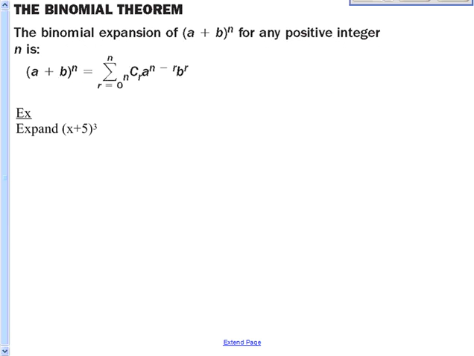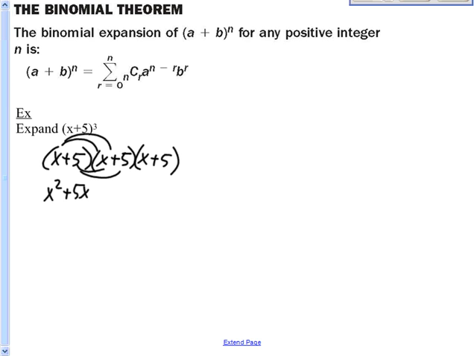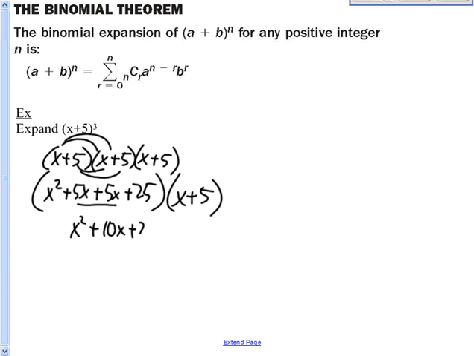Well, combinations are really handy when you're expanding binomials. So for example, before we look at the binomial theorem, let's look at x plus 5 to the third. Now we know x plus 5 to the third is x plus 5 times x plus 5 times x plus 5, right? And we could expand this. We'd FOIL that first: x squared plus 5x plus 5x plus 25. Combine those, so we got x squared plus 10x plus 25.